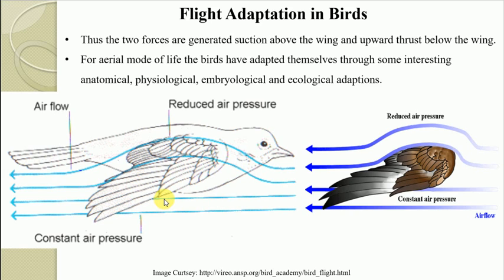So for the aerial mode of life, the birds have adapted themselves through some interesting anatomical, physiological, embryological, as well as ecological adaptations. These are various anatomical, physiological, and embryological adaptations that give them a better chance to fly in the air. So we are going to learn what the adaptations are which can be categorized as anatomical, physiological, embryological, or ecological adaptations found among the birds for the purpose of flight.